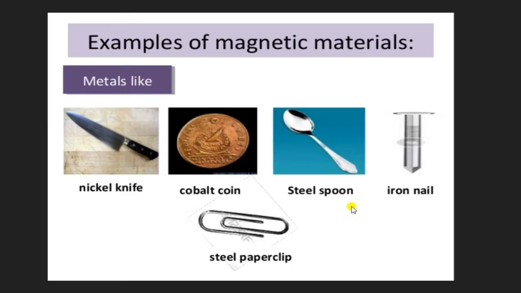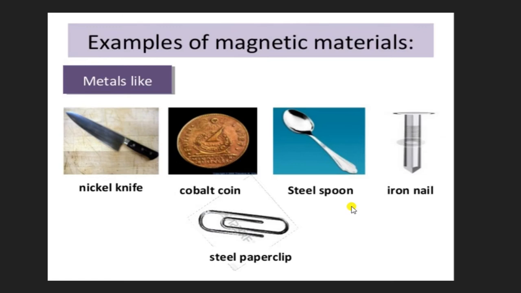Now here you can see examples of magnetic materials. Metals like the nickel knife here, then the cobalt coin, steel spoon, iron nail, steel paper clips. These are all magnetic materials. Why are they called magnetic materials? Because they are easily attracted by magnets.